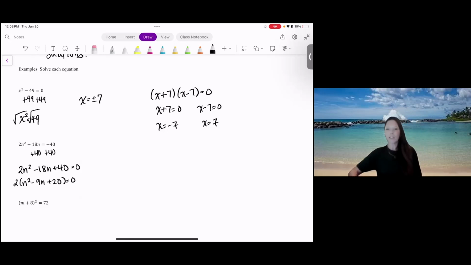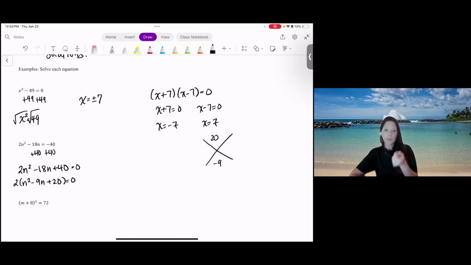And now I can factor without a leading coefficient. So I need to think about what multiplies to positive 20 and adds to -9. I like to use the diamond method. Some people use the table. I'm looking at what multiplies to 20 that adds to -9. My factors of 20 are 1 and 20, 2 and 10, 4 and 5.